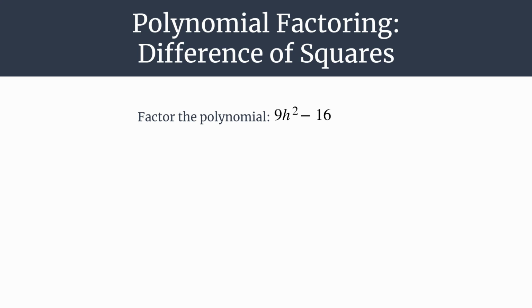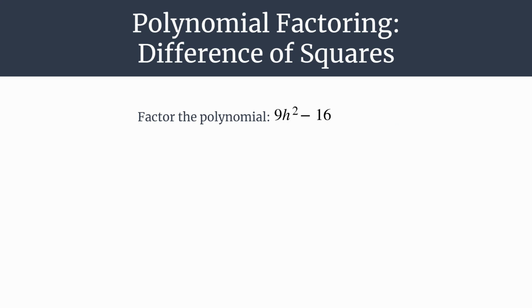So look at the first, 9h squared. Think about, can I take the square root of that? Well, we can. It's 3h, or think 3h squared would give back that first term, 9h squared. So far so good. Look now at the second term, 16. That's also a perfect square. We could rewrite it as 4 squared. And now we know what technique we should be using.